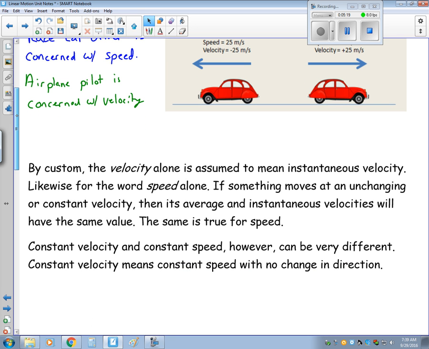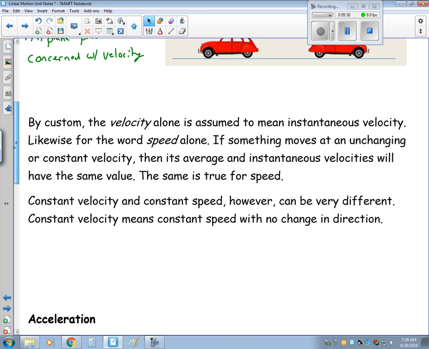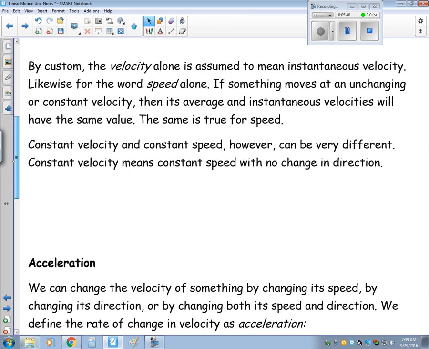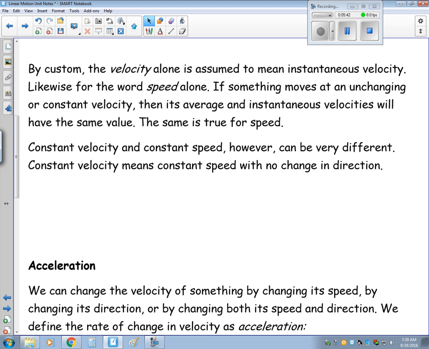By custom, velocity alone is assumed to be the instantaneous velocity, and the same for speed. So if something moves at an unchanging or constant velocity, then the average and instantaneous velocities will be the same number. And the same is true for speed. Constant velocity and constant speed, however, can be very different. Constant velocity means constant speed with no change in direction.